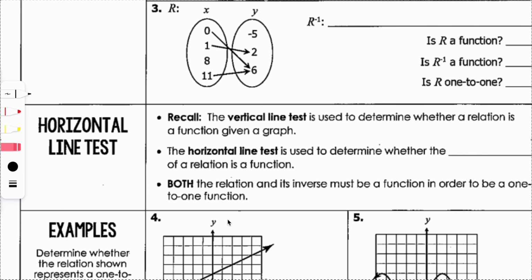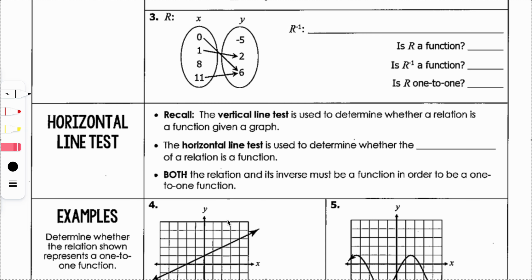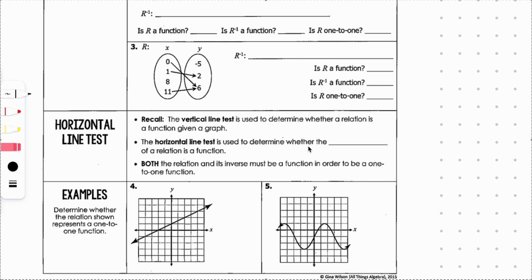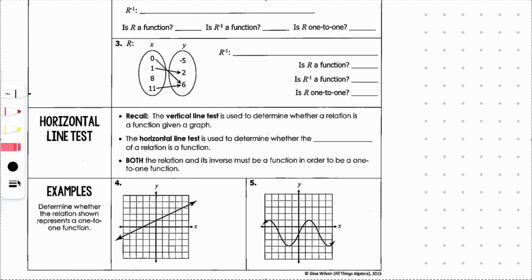Okay, so now we start talking about the horizontal line test. So recall that, as I just said, the vertical line test is used to determine whether a relation is a function, my bad, it's so early. My brain isn't on 100% yet, sorry. But the vertical line test is used to determine whether a relation is a function given a graph.